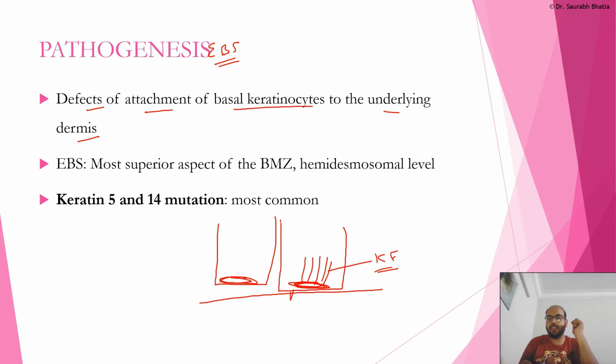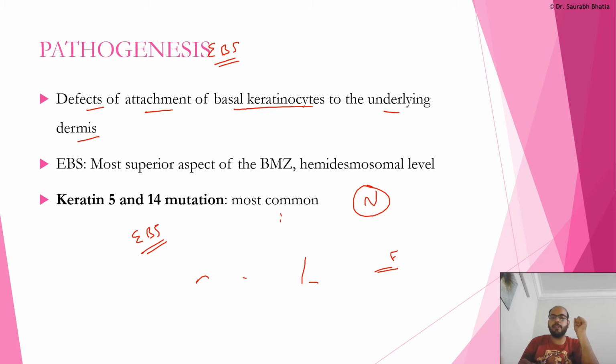So here you can see that this basal cell is properly attached because the keratin filaments are there. In this cell, there is no keratin filament, so it will get uprooted from the lower structures. Okay, so here you have the normal epidermis and here you have epidermis from an EBS child. Okay, so there can be multiple mutations, but the most common mutation is in keratin 5 and keratin 14.